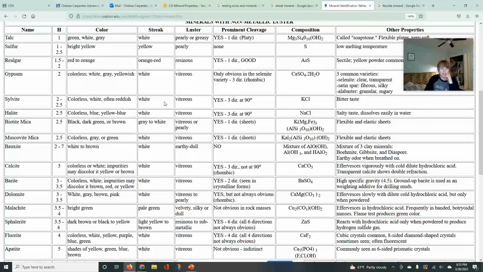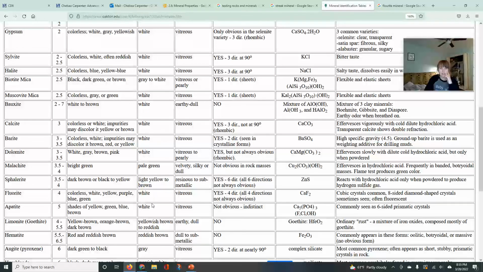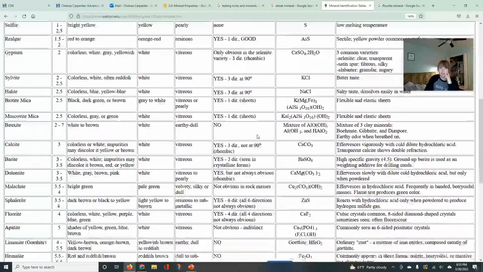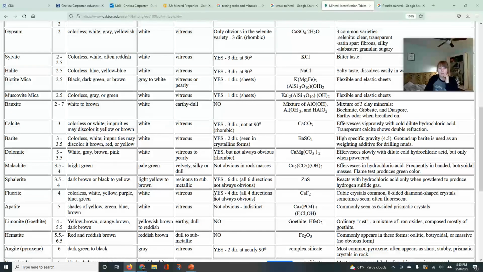Then I would look at the streak. And I know the streak is white, so that kind of kicks malachite out of the options, and it's either fluorite or apatite. Both of those are glassy. But then if we look over here to cleavage, fluorite cleaves in 4 directions, and apatite does not.